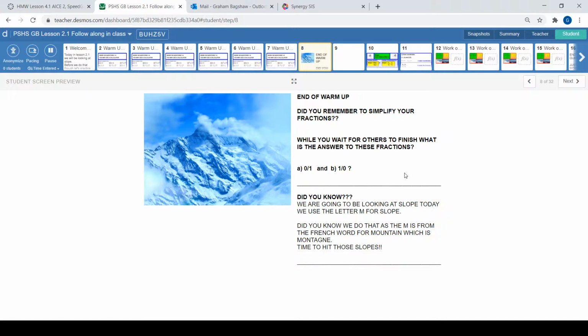Some people know things like infinity, or some people say undefined, or they remember it perhaps from middle school as well. Just a little fact here, when we talk about slope, we use the letter M, and it comes from the French word for mountain, which is montagne. So when we're looking at slopes, we often use the letter M, and that's something we'll talk about in future lessons a little bit more.